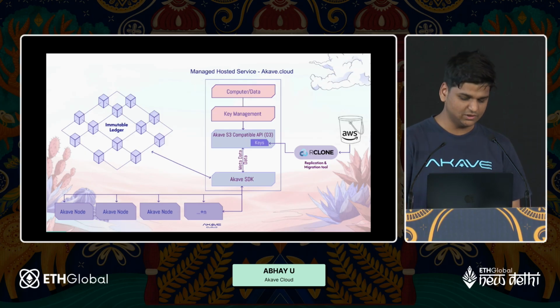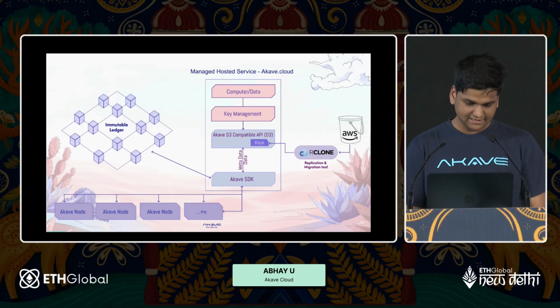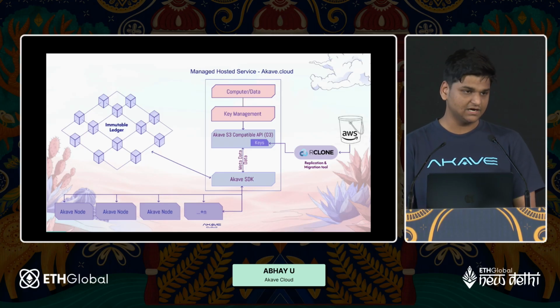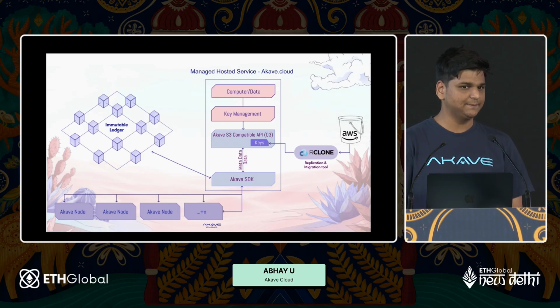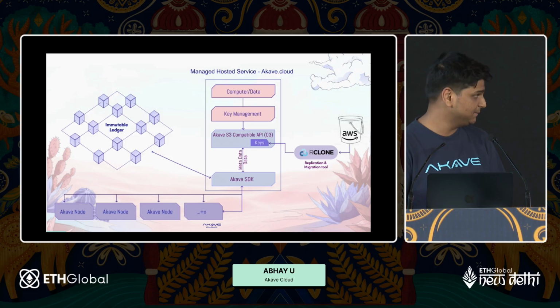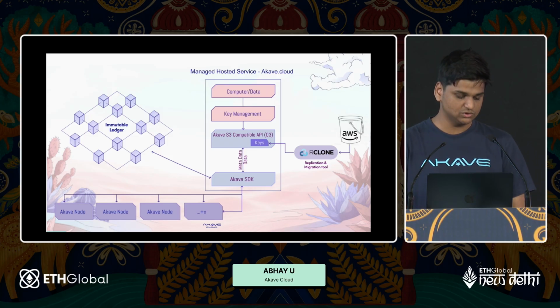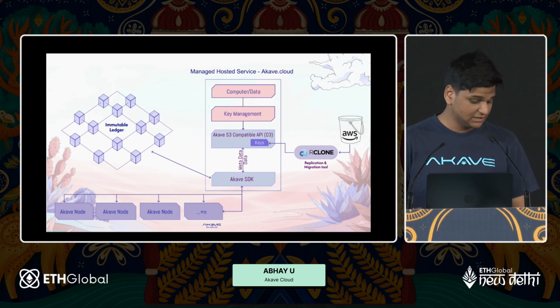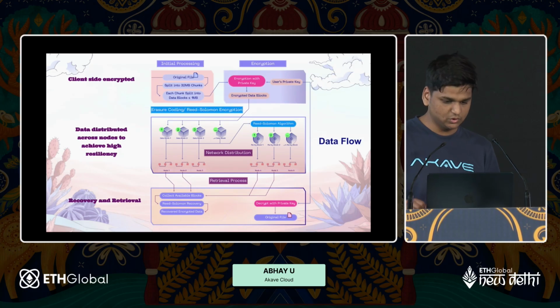Now let's zoom in. How does that happen exactly? Akave S3 is built on top of Akave SDK, that is our network layer. When you store data, the metadata itself goes through the immutable ledger, and the data itself goes to the Akave node, where it's stored in a decentralized manner. Let's take a look at it more.